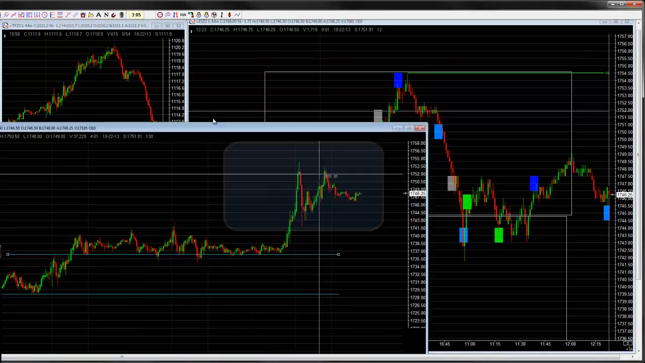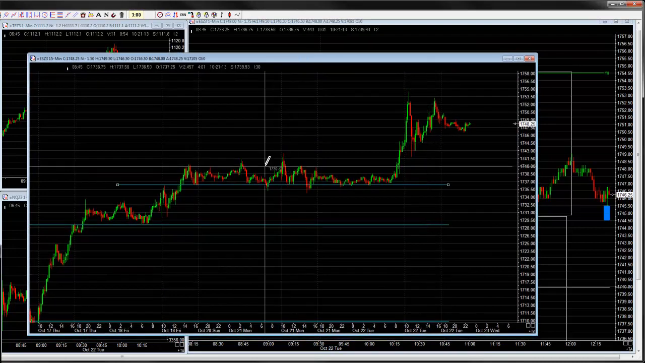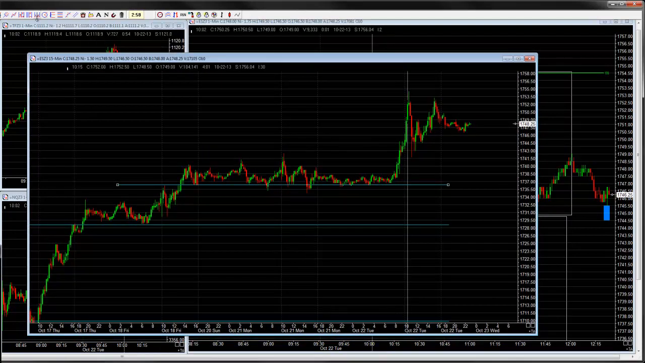So let's get straight into having a little bit of a look at the longer term charts. So we've got up the 15-minute chart here. Just want to add in a support resistance line. When something becomes evident, I'll add it in.